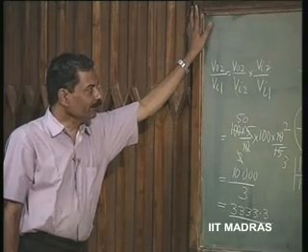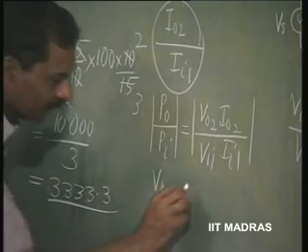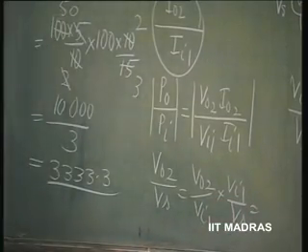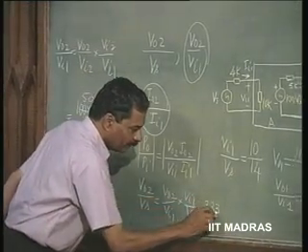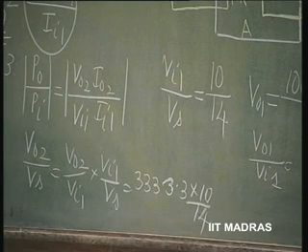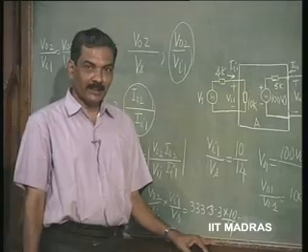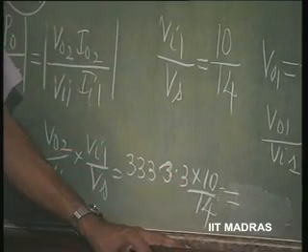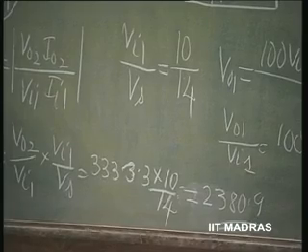And if we want V naught 2 by Vs, we know that V naught 2 by Vs is nothing but V naught 2 by Vi1 into Vi1 by Vs. Which we have already evaluated, Vi1 by Vs is 10 by 14, and therefore, this is 3333.3 into 10 by 14. That is the voltage gain. So, the overall gain V naught 2 divided by Vs therefore equals 3333.3 into 10 by 14. How much is it? 2380.9. So, that is the overall voltage gain.